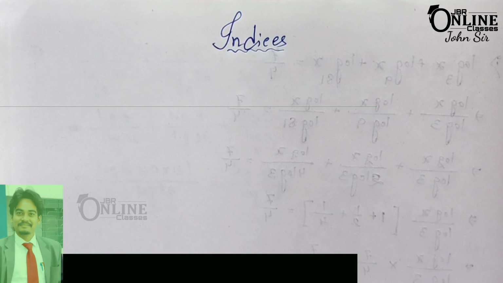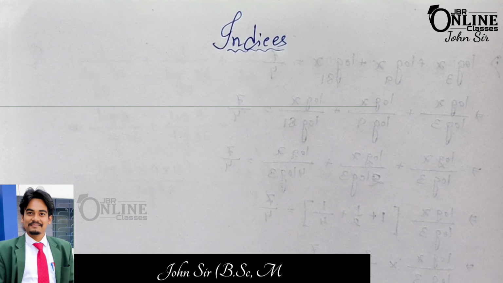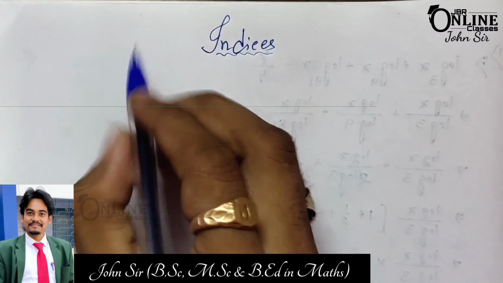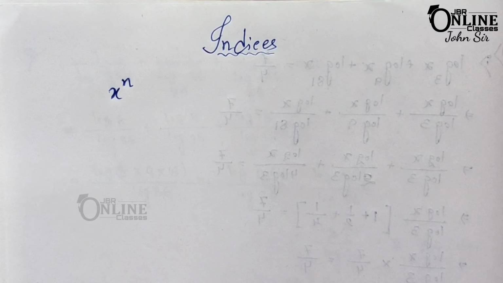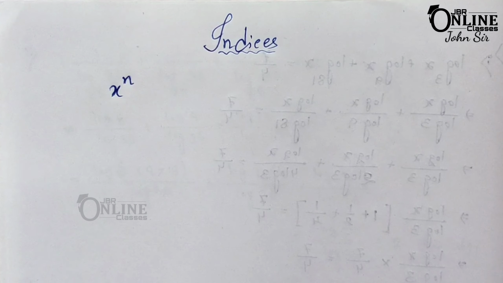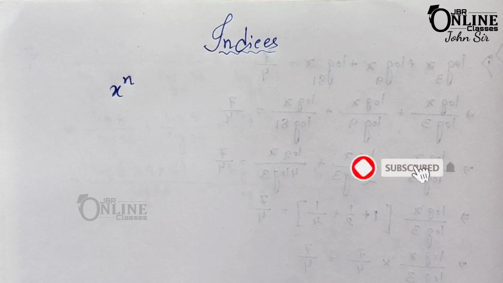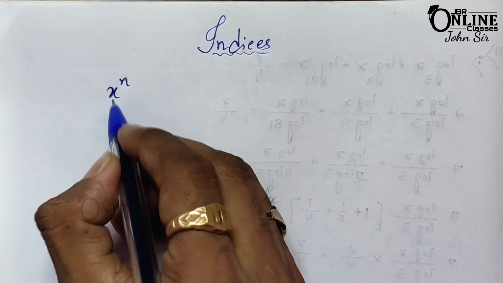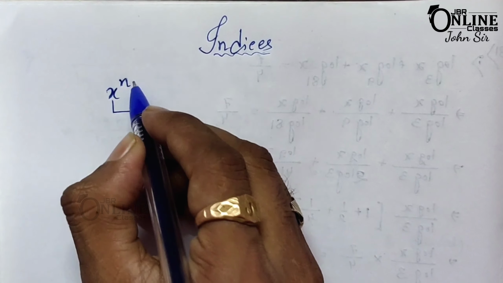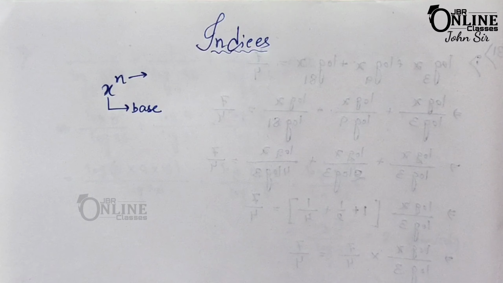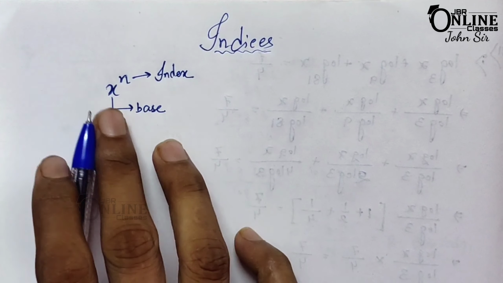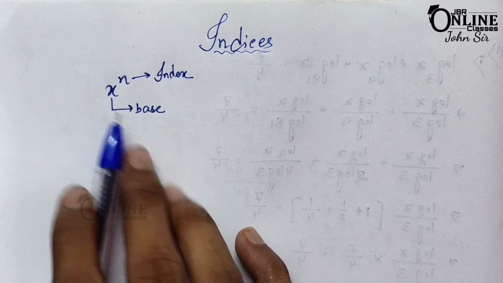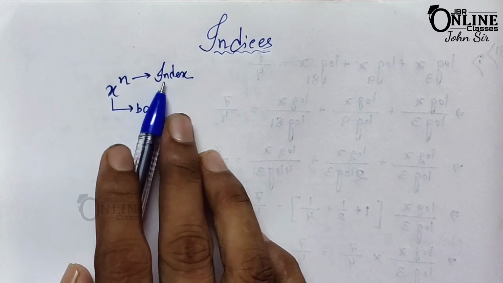Hello everyone. In this video I am going to start the new chapter, that is indices. All of you know x to the power n. Now what is x to the power n? Here x to the power n is called the exponential form. Here x means base and n means exponent or index. So x to the power n is called the exponential form, and here x equals base and n equals index.